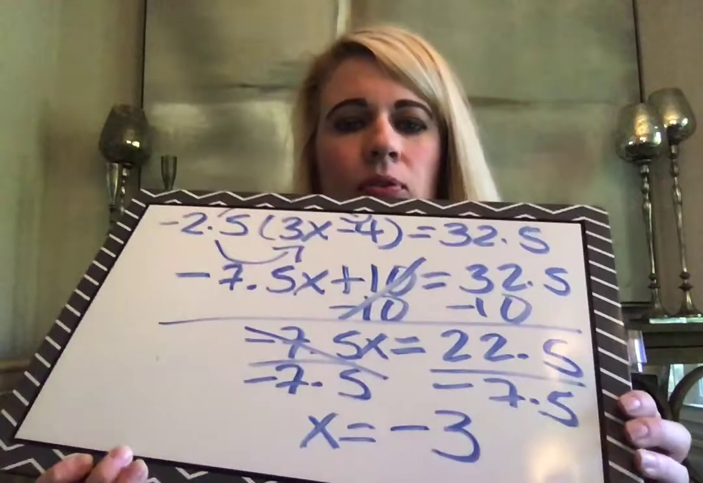Negative 7.5. They cancel out. X equals, remember, positive divided by a negative is a negative, and 22.5 divided by 7.5. Go ahead and type that in your calculator. You should have gotten 3, and it is negative 3.